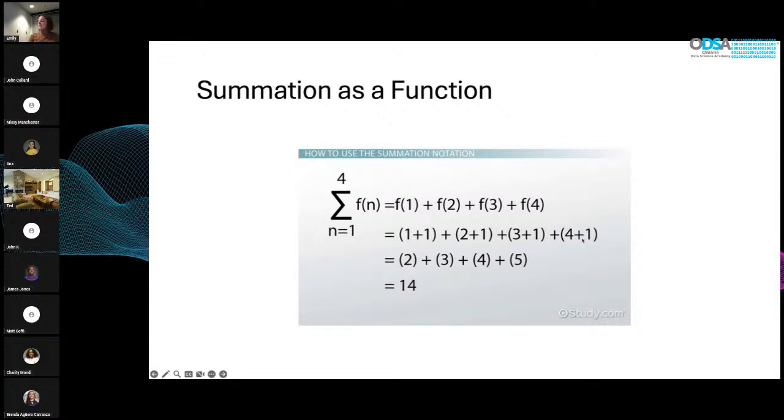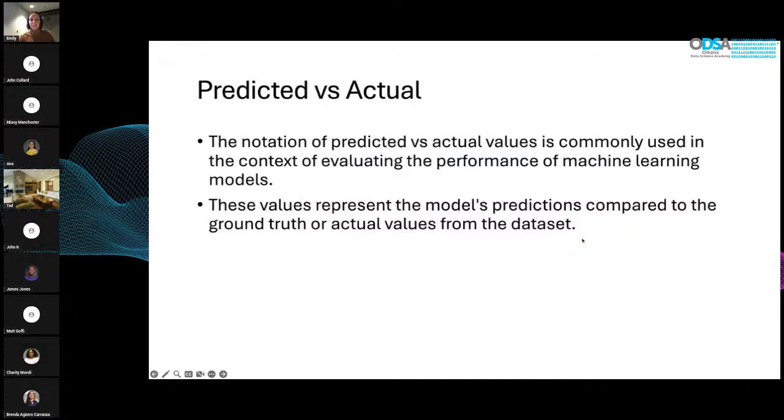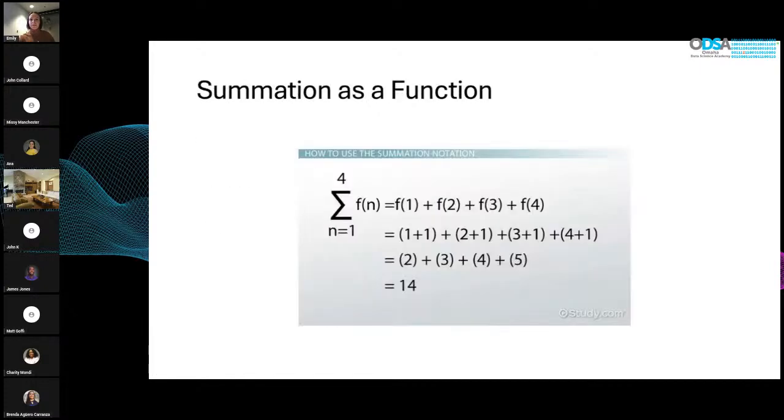Okay. All right. Any other questions on summation? I think this is it for our summation and functions.